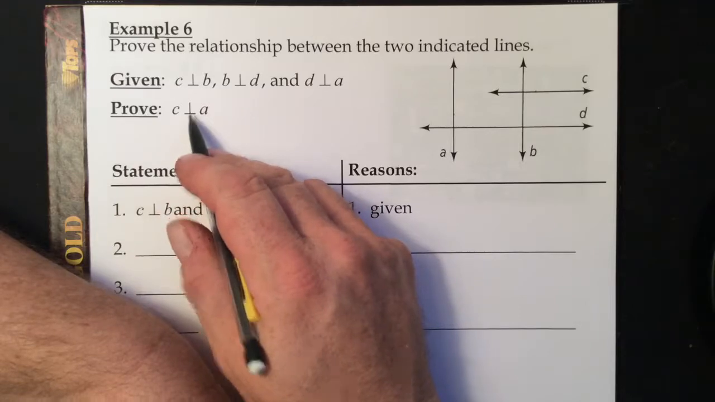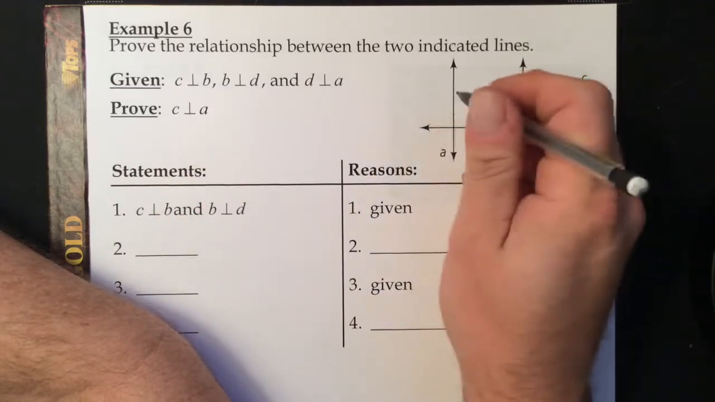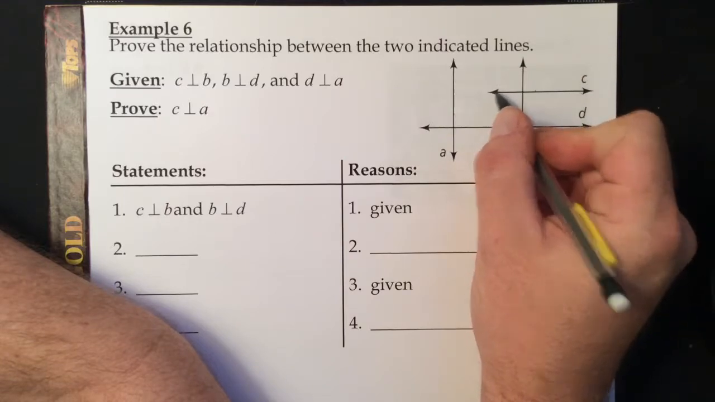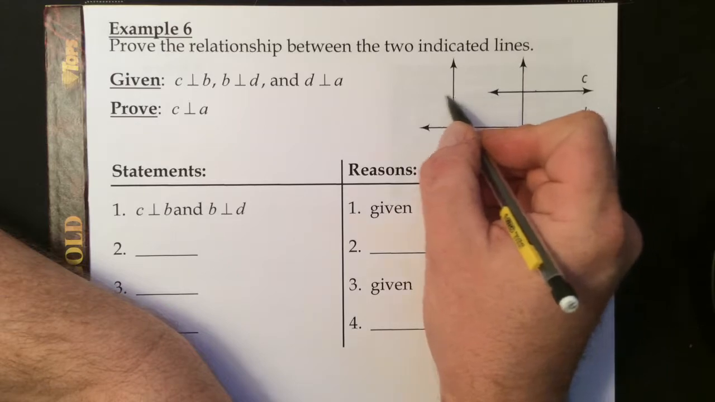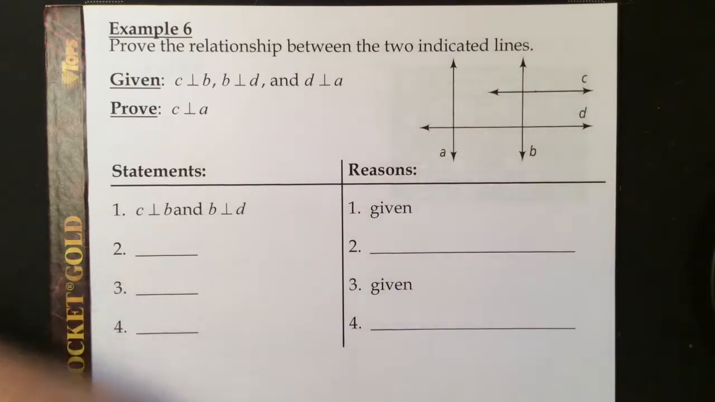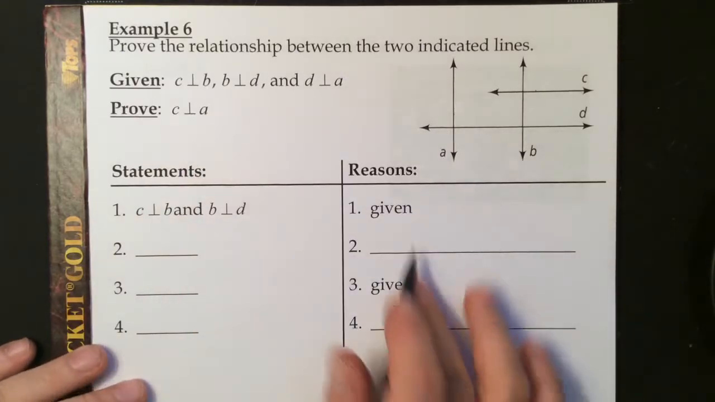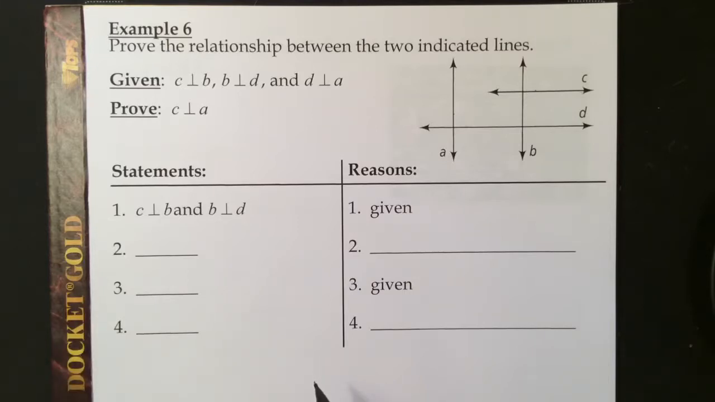We want to prove that C is perpendicular to A. Looks like it doesn't reach A, but it really does because there's an arrow on it. Lines go on forever in both directions. So if we need to, we can extend this line. But that's what we want to prove. And we're given all this information to do it, and that kind of helps us out a little bit. So let's take it statement by statement, reason by reason, and use some logic here.